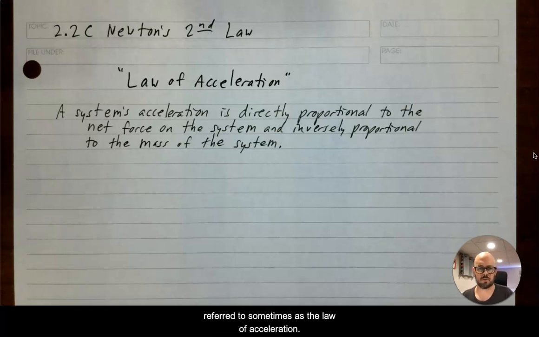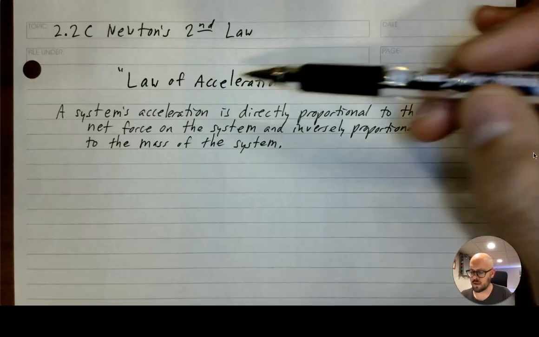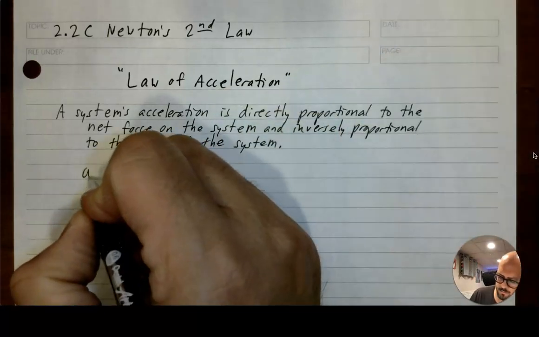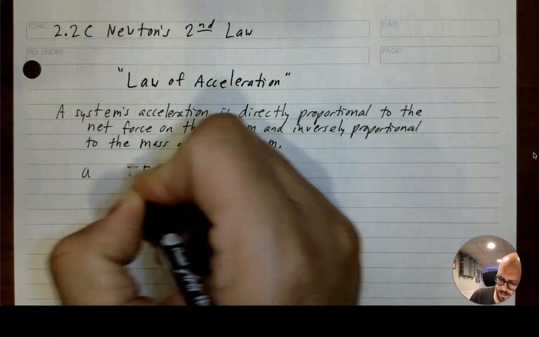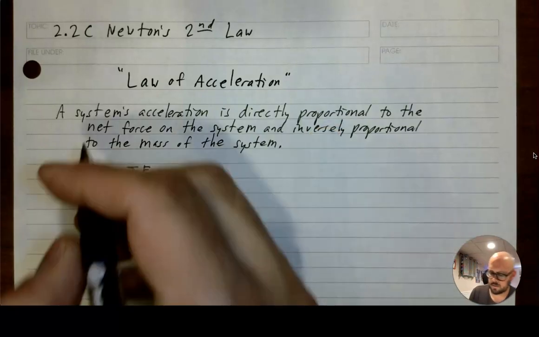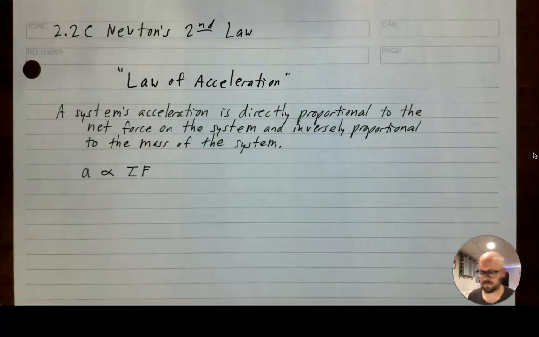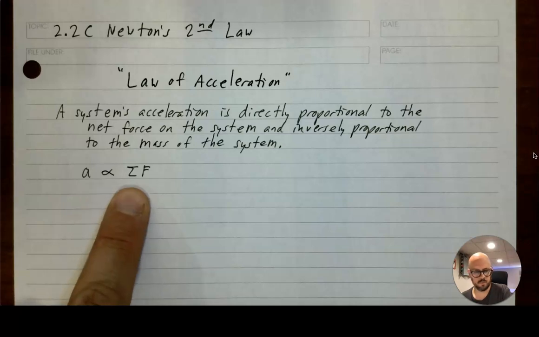Newton's second law is sometimes referred to as the law of acceleration. It says that a system's acceleration is directly proportional to the net force on the system and inversely proportional to the mass of the system. Said another way, a system's acceleration depends on the net force. There's a symbol we use for proportionalities, the Greek letter alpha. So this set of symbols means acceleration is proportional to net force.